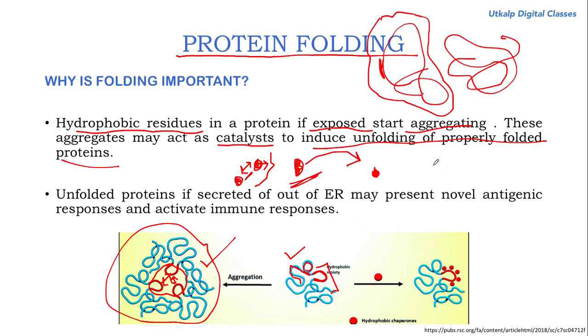Another problem posed by unfolded proteins is that if they are secreted out of the ER, they may present novel antigenic responses. This protein is native to the cell, but the shape in which it is suspended is not native to the cell. So the cell will recognize this complex as a foreign complex, a pathogen, or a foreign antigen, and the cell will activate an immune response. So these unfolded proteins are problematic in the cell, and that is why we need proper protein folding.